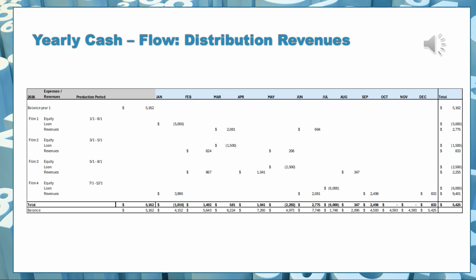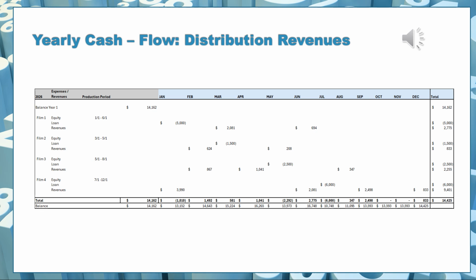So now my balance drops down to 1,748,000. In August, I'm generating revenues of 347,000. So my balance goes up to 2,095,000. In September, I'm adding 2,498,000 to my balance, which then is 4,593,000. And then in December, I'm adding another 833,000 to my balance, and so I'm ending up with 5,425,000 in the end of year 2.